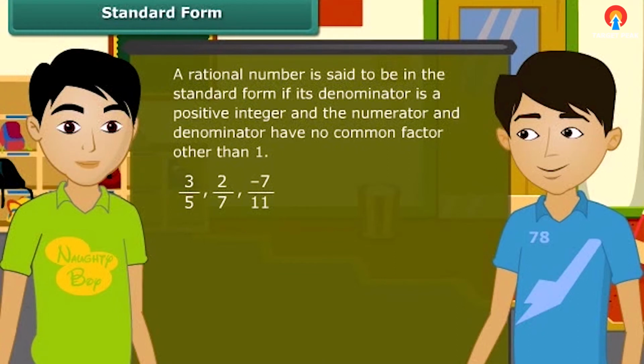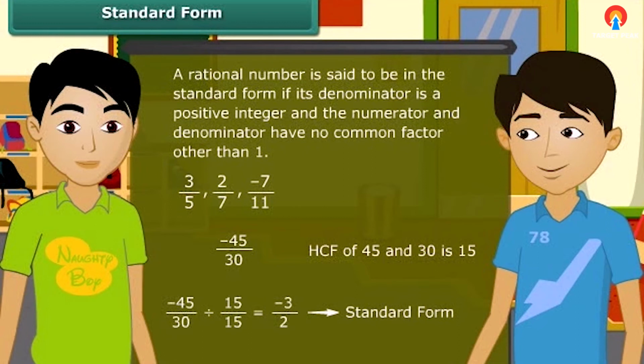And if the numbers are not in the standard form, then they are reduced to the standard form. For example, minus 45 by 30 is not in a standard form. We will reduce it by dividing its numerator and denominator by their HCF. Here the HCF of 45 and 30 is 15. Yes, so we will divide the numerator and denominator by 15, and we will get the rational number minus 3 by 2, which is in a standard form.